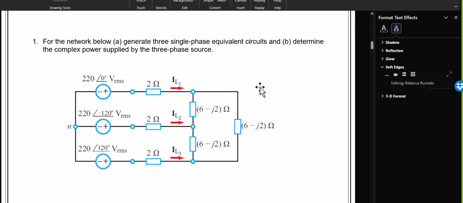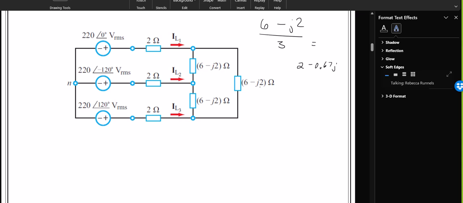To transform the load side, all you have to do to go from delta to Y is to take your impedance and divide by 3. And so I get 2 minus j0.67 as my new impedance. And so then I just redraw it.